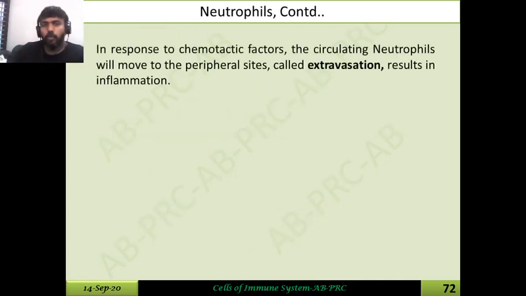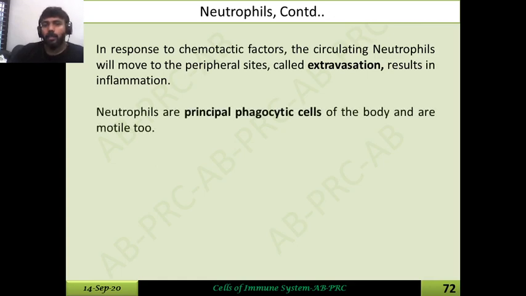Then in response to chemotactic factors, or an injury, or an external assault, such as damage to the skin somewhere, the circulating neutrophils will migrate through certain mechanisms, and that mechanism is collectively called extravasation, which includes diapedesis and various other responses. So by extravasation, these neutrophils will migrate into the site of injury where they result in inflammation, right. Then these are the principal phagocytic cells. This is a very important point you have to remember, okay.